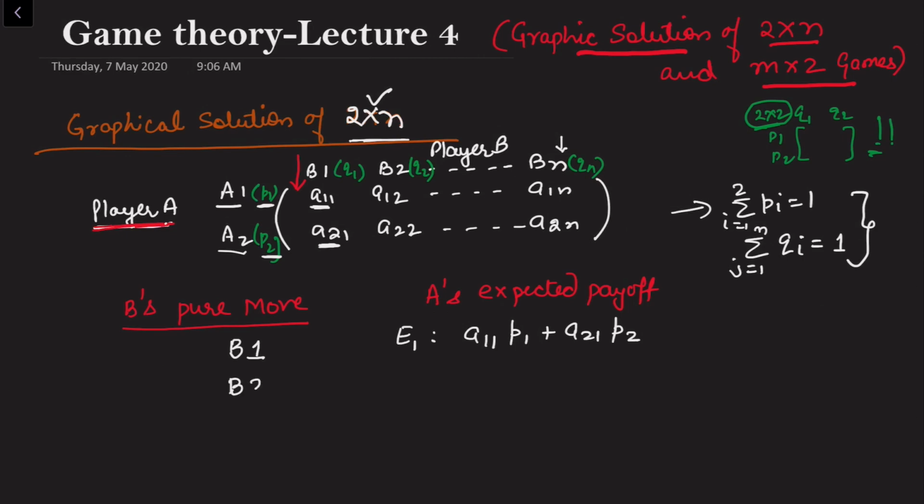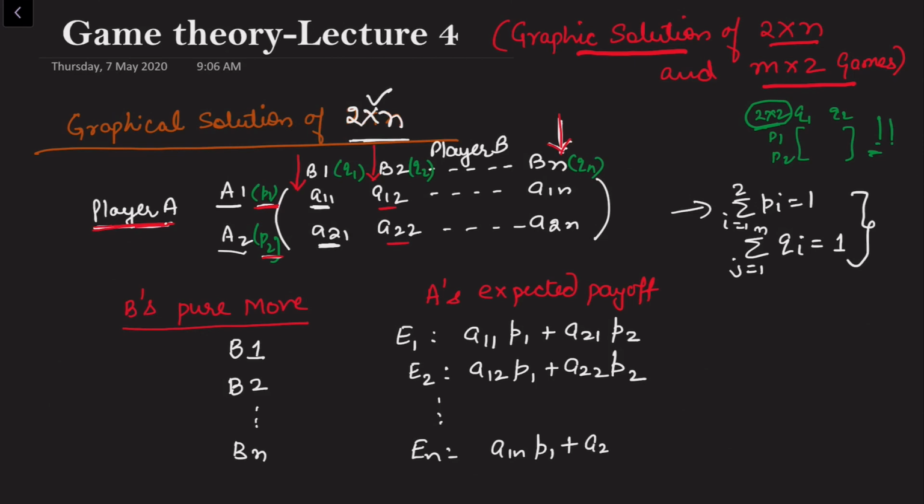If B's pure move is B2, then I read the second column. In the second column, A12 comes with probability P1 and A22 comes with probability P2. So the second expected gain is A12 P1 plus A22 P2, and so on. We may have the nth pure strategy by B, and in this case the expected gain En is A1n P1 plus A2n P2.